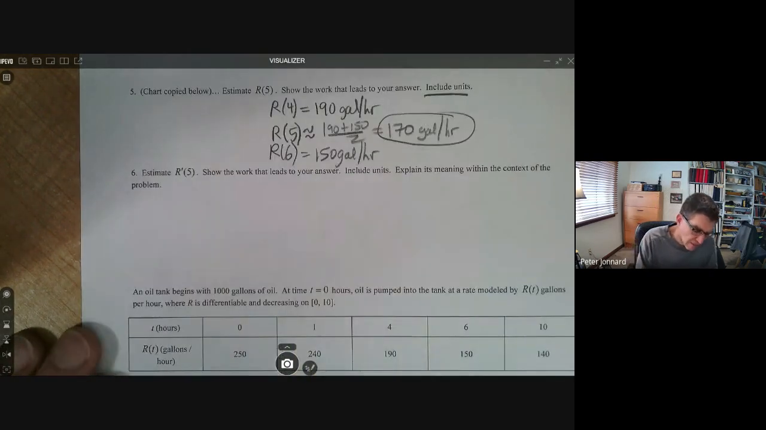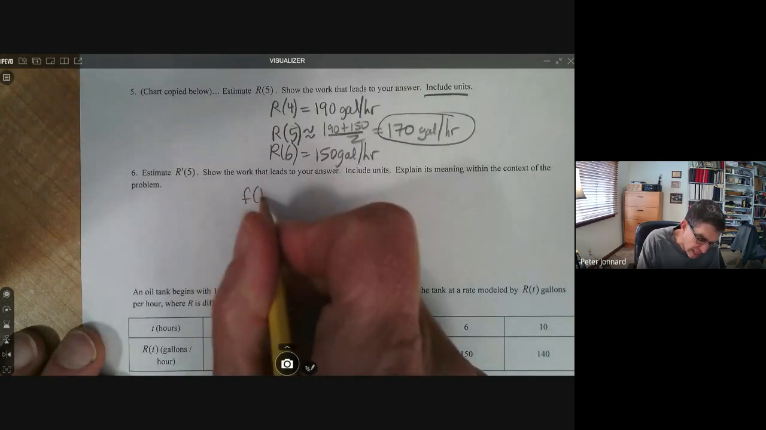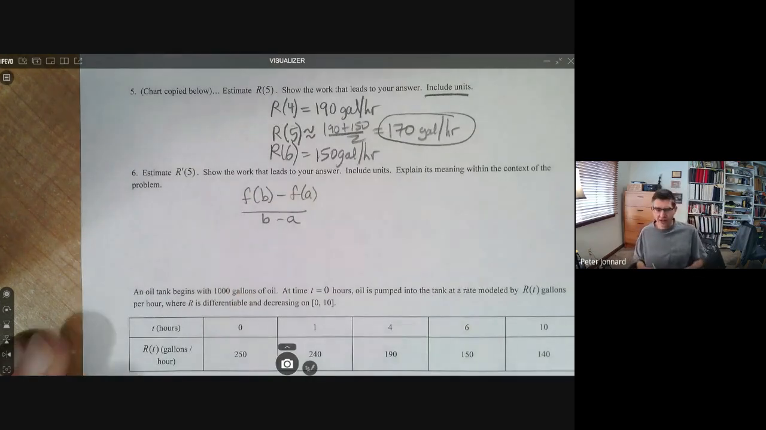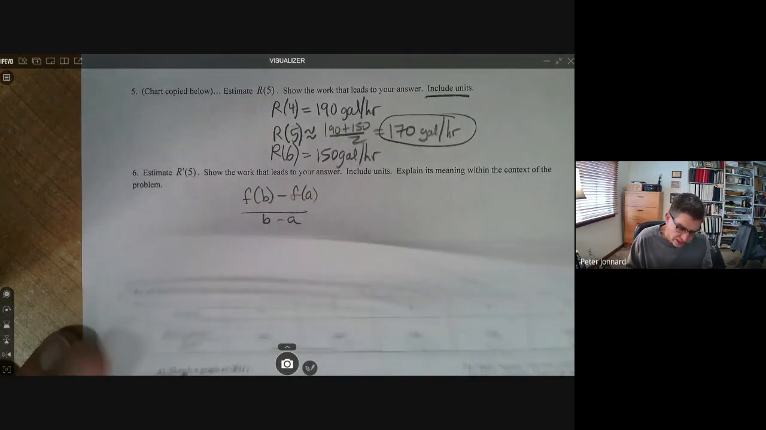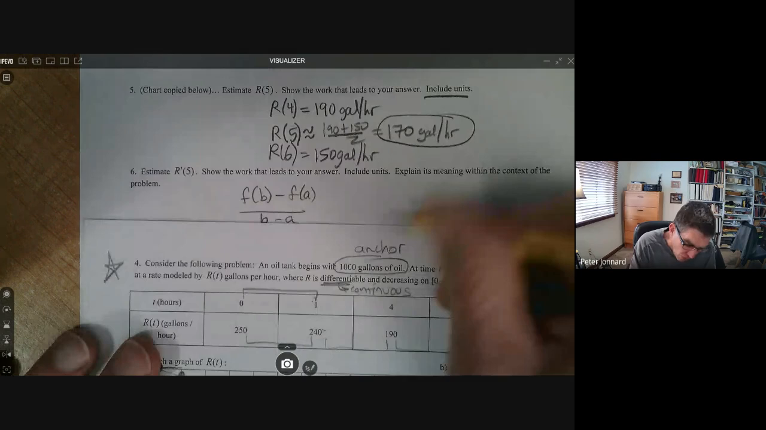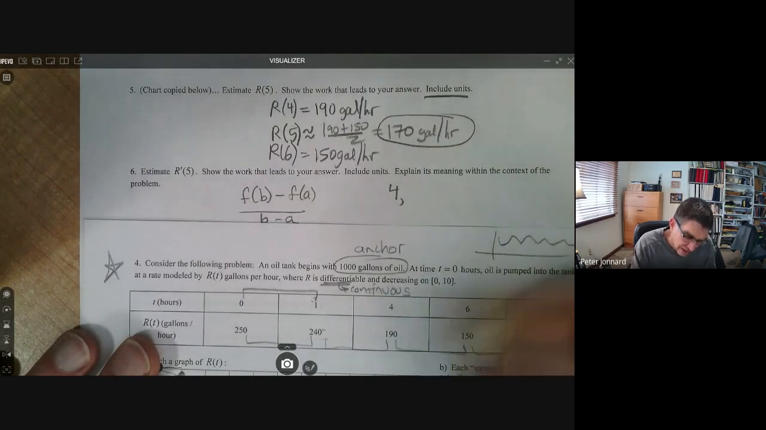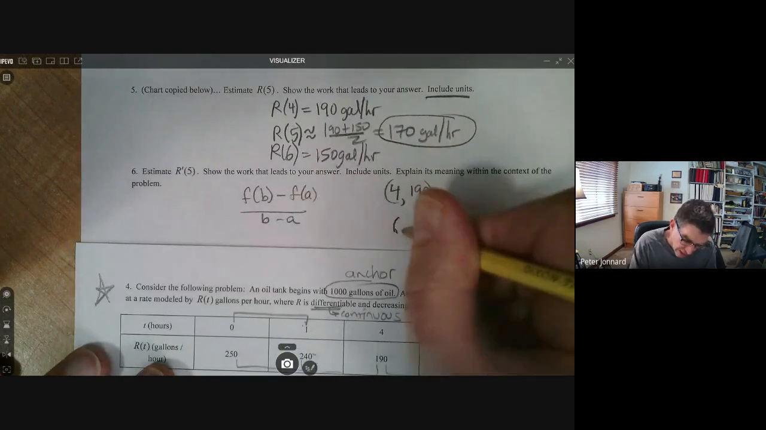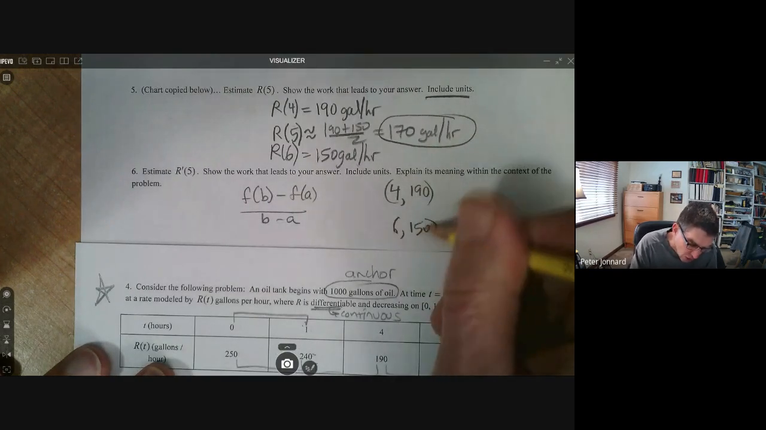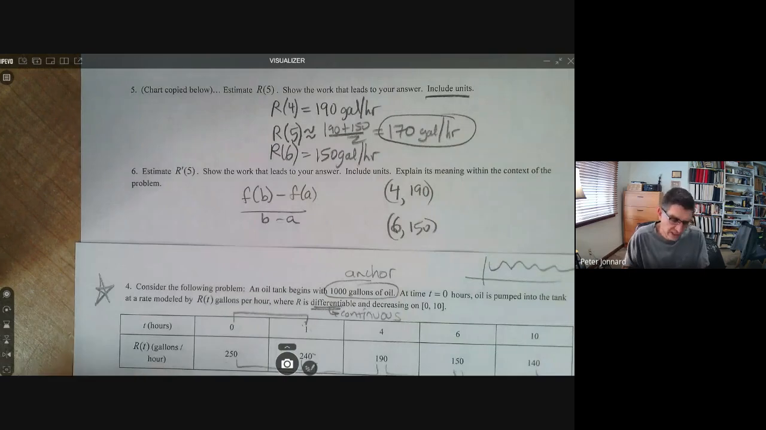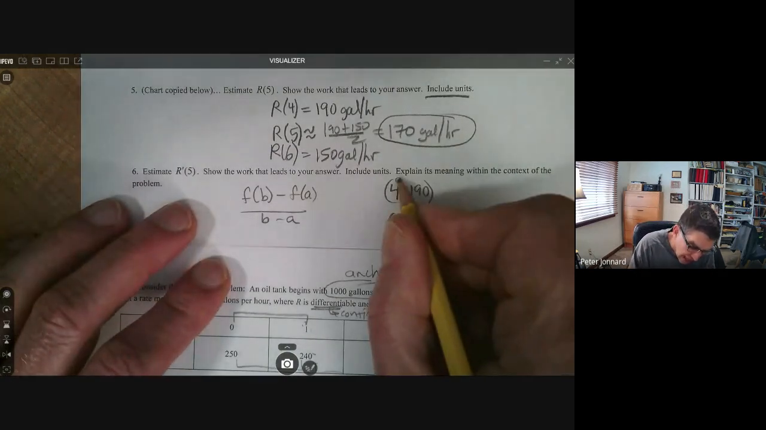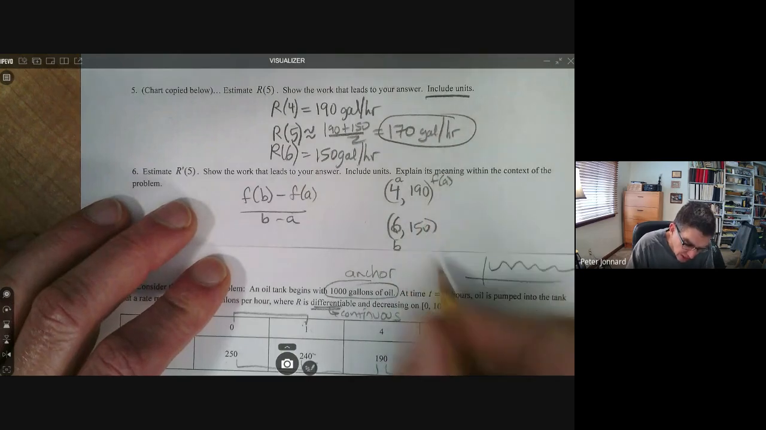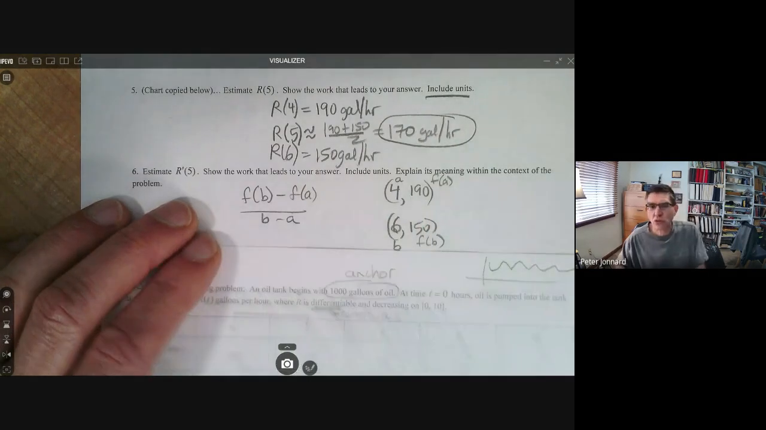And so please just memorize that this is just f of b minus f of a over b minus a. So what we're saying is we have these 2 points here. At 4, we have 190, and at 6, we have 150. So essentially, this is the slope formula. What we're saying is this is A and this is B, and so this would be f of A and this would be f of B. It's just the slope formula.